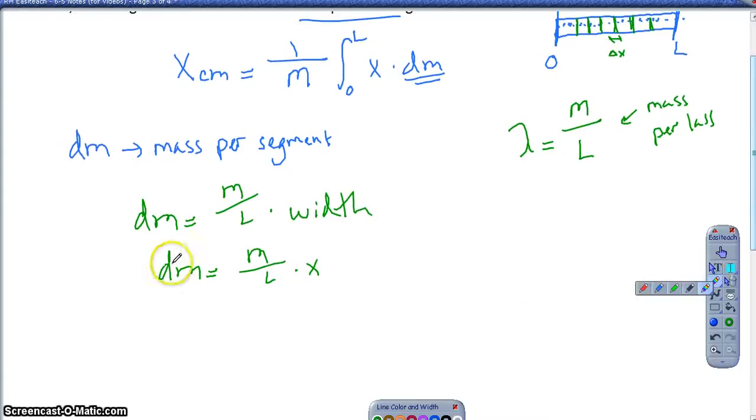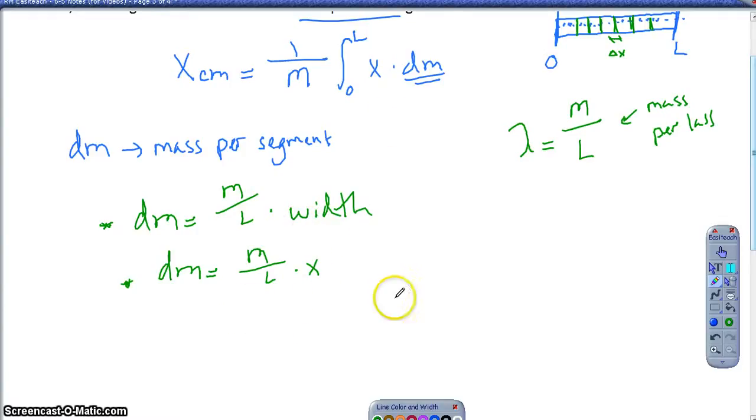So again, and this is the tricky part. By all means, if you guys have trouble with this, come find me so I can help clarify. I don't expect this to be necessarily easy to follow the first time through. But we do want to think of the dm here again as the amount of mass per strip, or per segment, and then the way that we find that is we find the mass per length and then multiply it by that change in length for the width there.